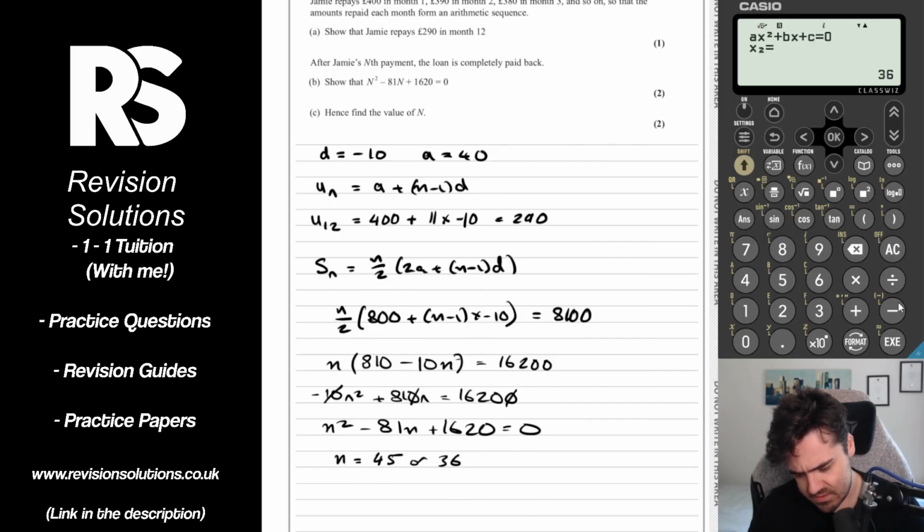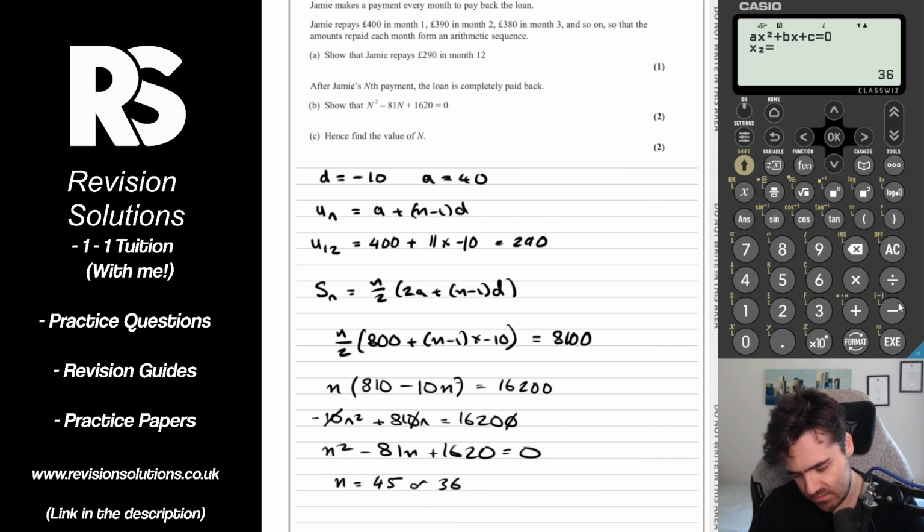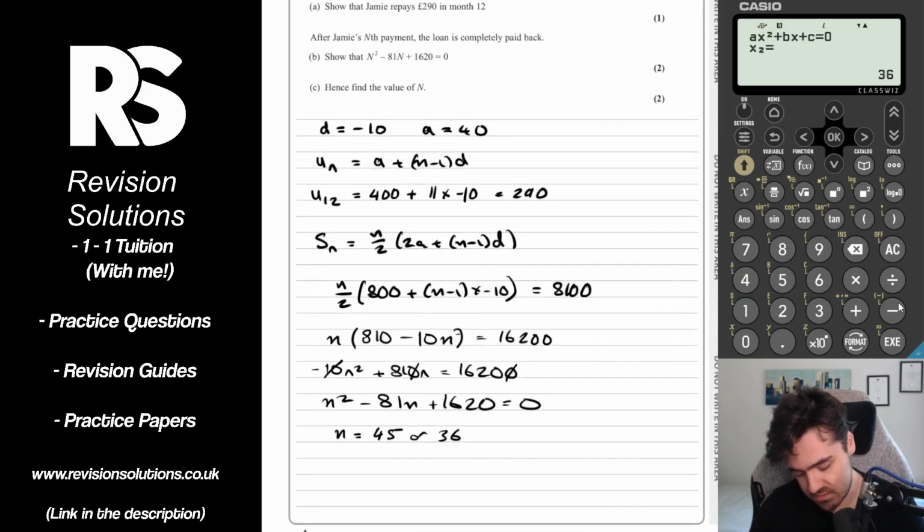And then we need to think which of those makes sense. Well, if we think about it, at some point, he's going to accrue more and more interest. But if there's £10 coming off, this sequence is predicting that his repayments will become negative, and that's why it would come back down again to £8,100. So it's going to be the smallest value of n, the first time it reaches that value. So the actual value is n equals 36, and we'll just cross out the other to make sure.